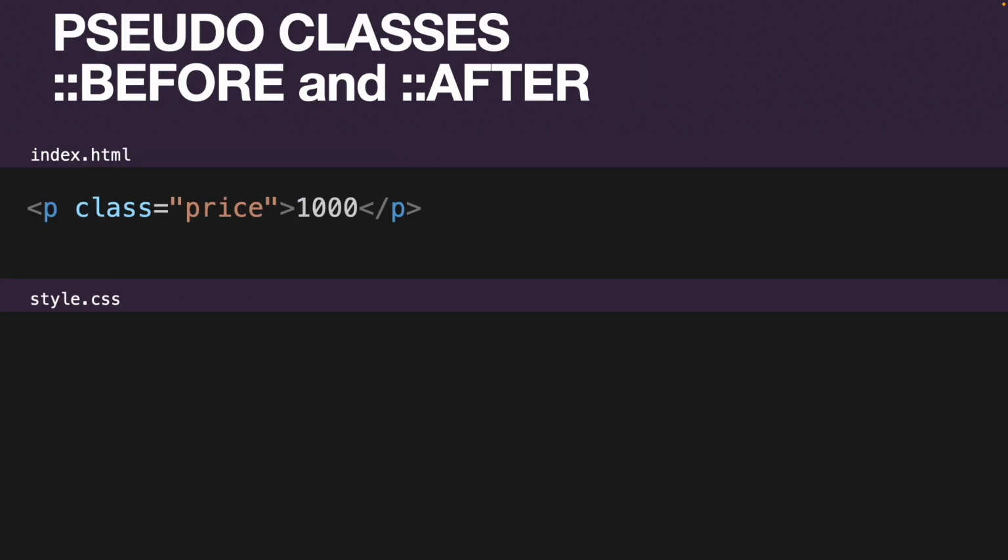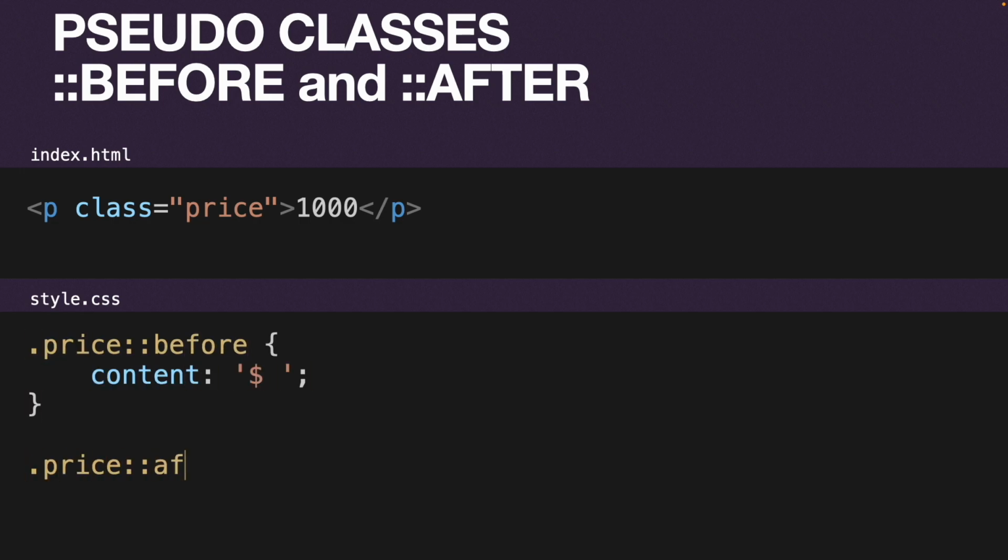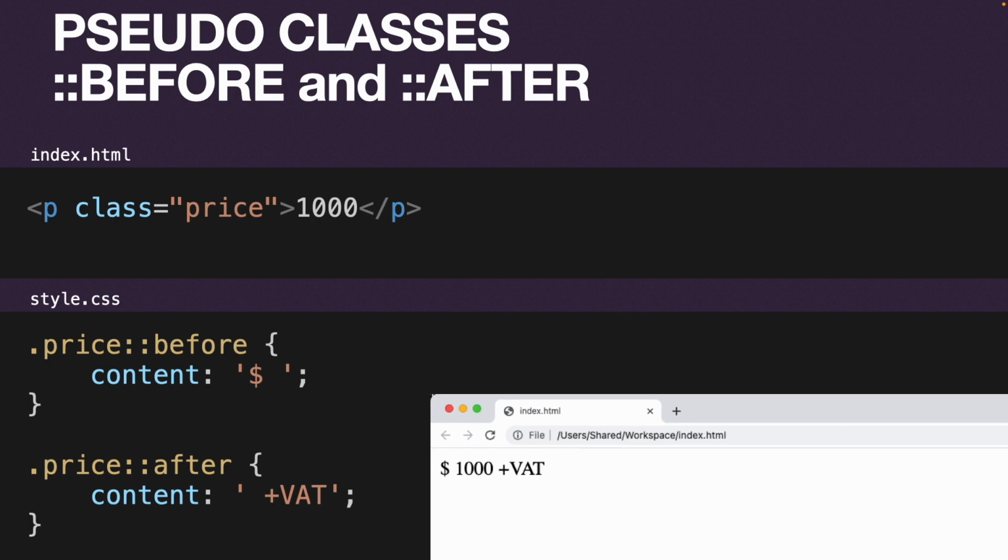Now we also have something called pseudo classes. So in this example, we have a paragraph element with the class price, and it just says 1,000. That's not really good. We want it to be $1,000 and we want it to be plus VAT. So what we're doing here is that we say that for the class price, before that, we want to add some content. And that content is going to be a $ sign and a space. After the element that has the class price, we want to have the content space plus VAT. And the result ends up looking like this. So the only text here that actually came from the HTML was 1,000. What comes before and what comes after was inserted by the CSS via the pseudo classes before and after.